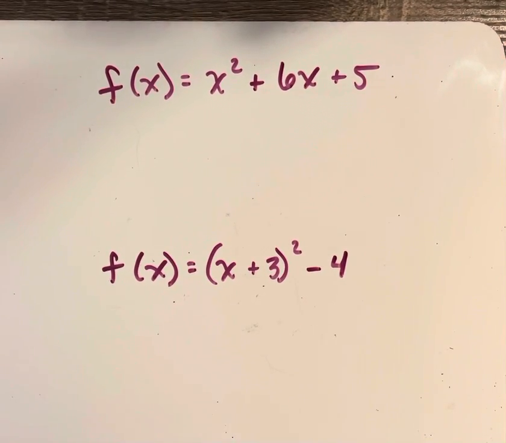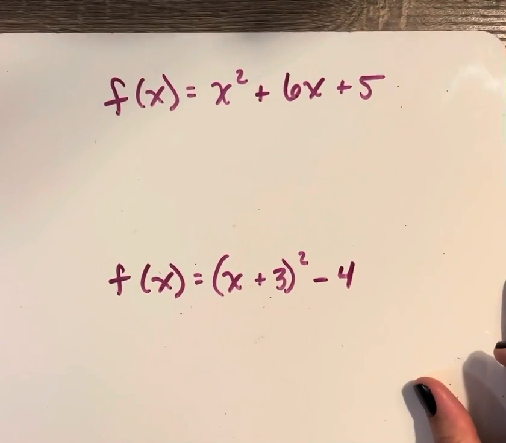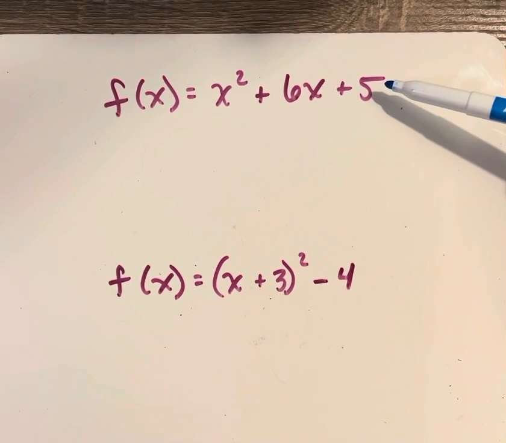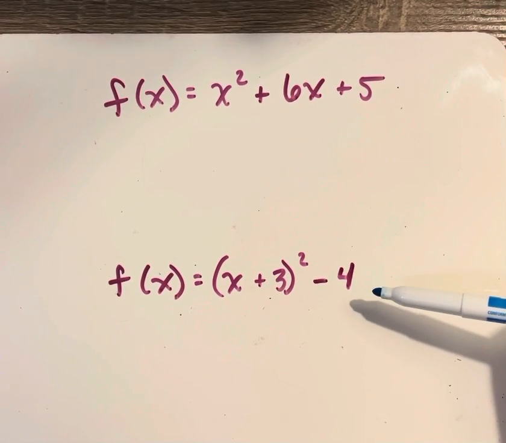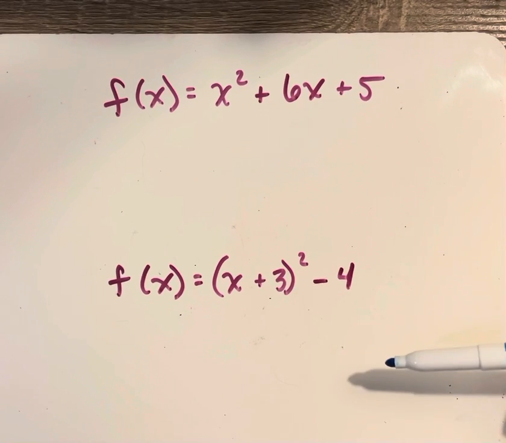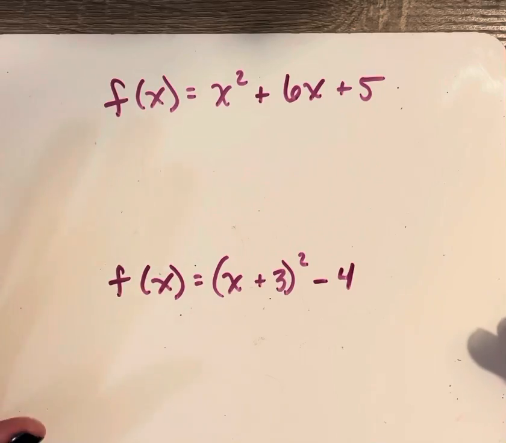So here we have the same quadratic function. One is written in standard form. The other one is written in vertex form. So in each form, we're going to determine what the x-intercepts are for this parabola.